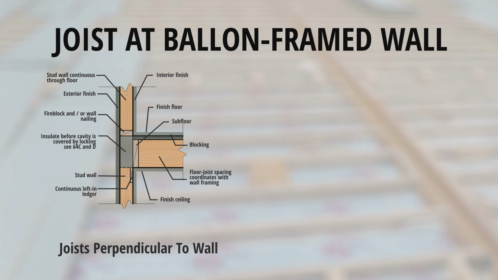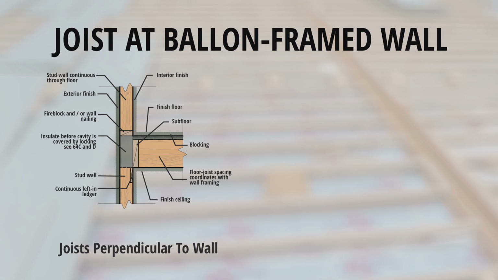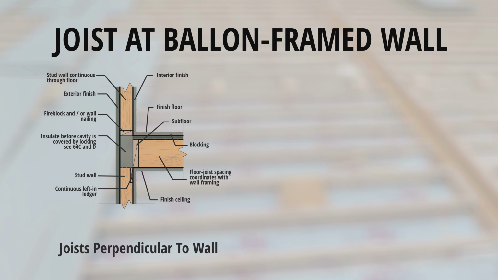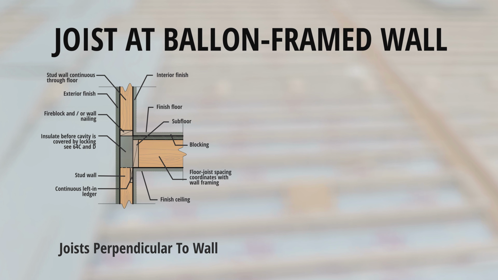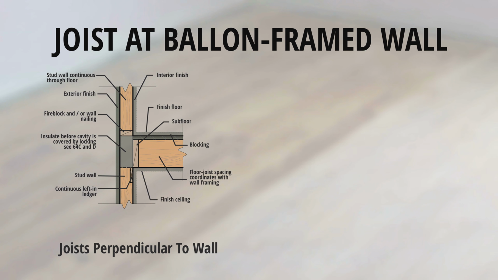Joist perpendicular to wall. Stud wall continuous through floor. Exterior finish. Interior finish. Fire block and/or wall nailing. Insulate before cavity is covered by blocking. Stud wall. Continuous let-in ledger. Floor finish. Blocking. Subfloor. Floor joist spacing coordinates with wall framing. Finished ceiling.